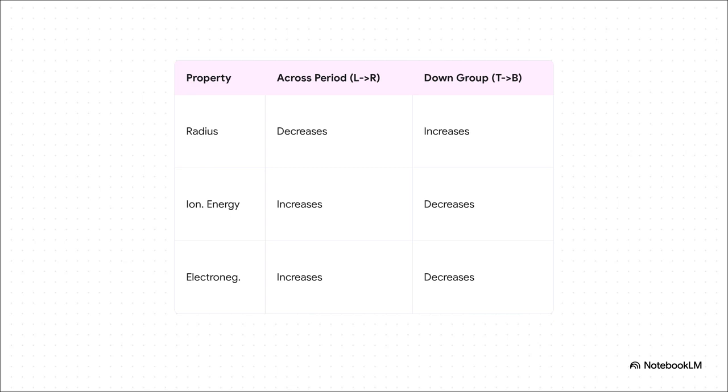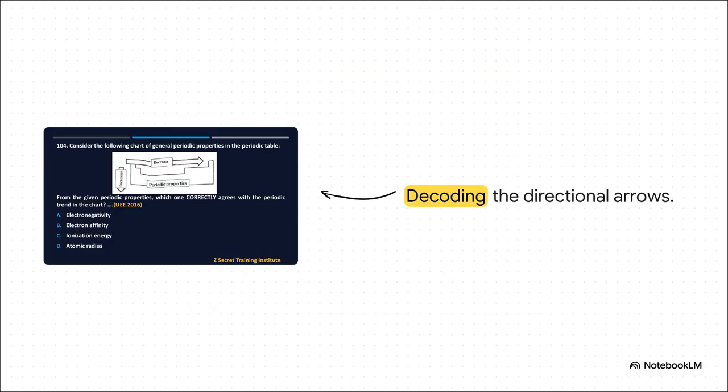Then we have ionization energy, which is how hard it is to rip an electron away, and electronegativity, how greedy an atom is for electrons. Both of these do the exact opposite of size. They increase as you move left to right, and they decrease as you move top to bottom. If you lock these directional arrows into your mind, you hold the ultimate key to predicting chemical reactions. Let's test that out immediately.